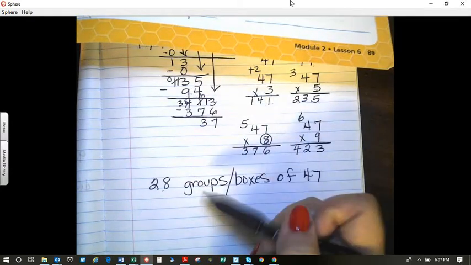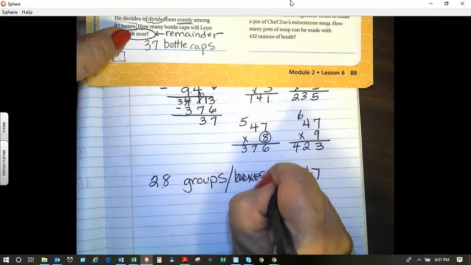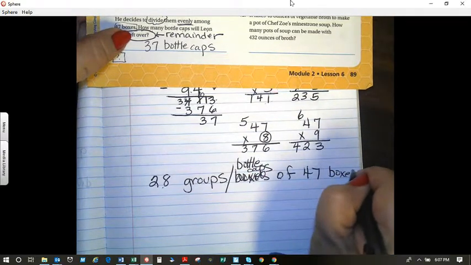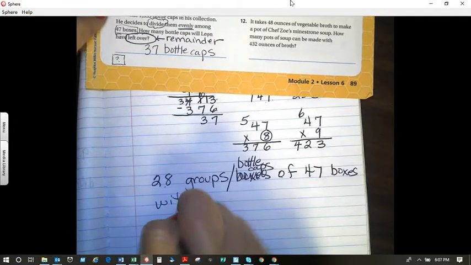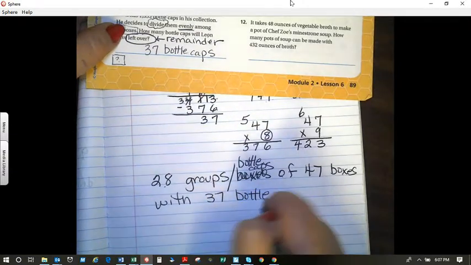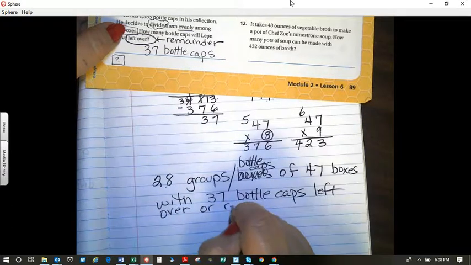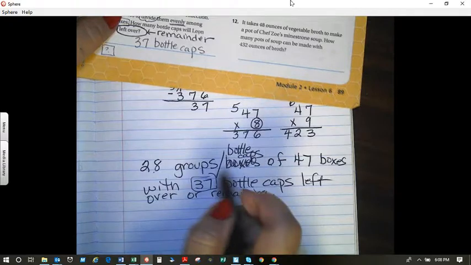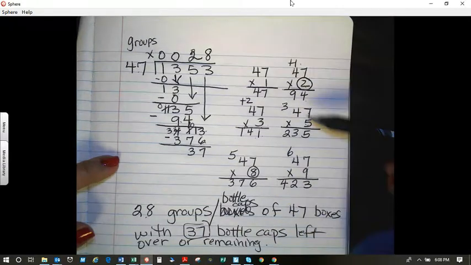So he's going to have, let's see, evenly among 47 boxes. So he's going to have 28 bottle caps. 47 boxes, so each box is going to have 28 bottle caps in there, with 37 bottle caps left over. Or remaining. Okay? And so this 37 is what we got here for our answer, because that's what was left over. Does that make sense? So do you see the amount of work I did to find out how many groups of that will fit in here?